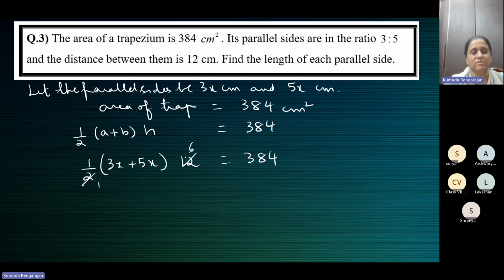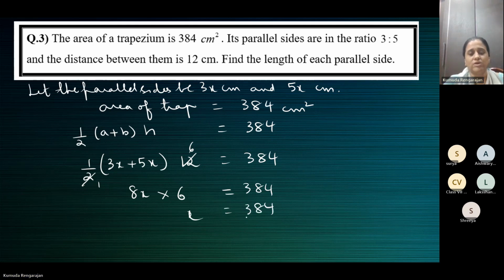2 ones are 2, 6 are. 3x plus 5x, 8x, not 8x square, 8x. 3x plus 5x is 8x is equal to, you can also put the 6 here, or you can bring the 6 for division. 8x into 6 is equal to 384. So x is equal to 384 divided by 8 into 6. So simplify this and find the value of x, and hence find the length of each parallel side. Once you find x, 3x and 5x will give you the lengths of the parallel sides.